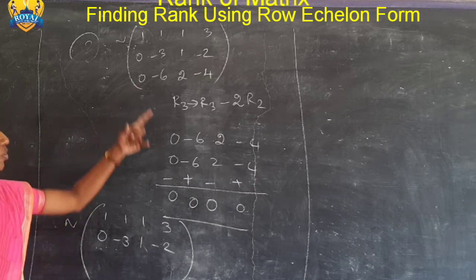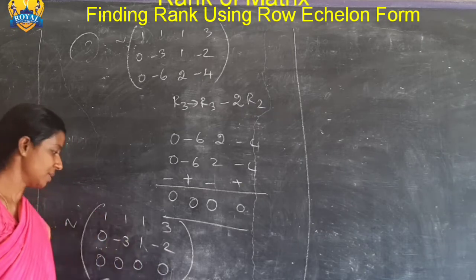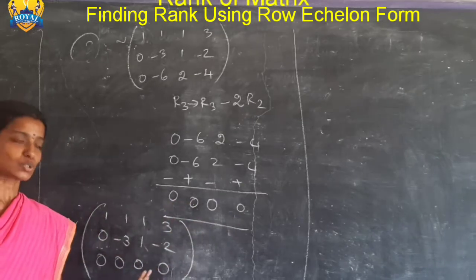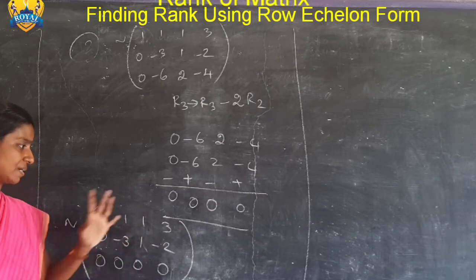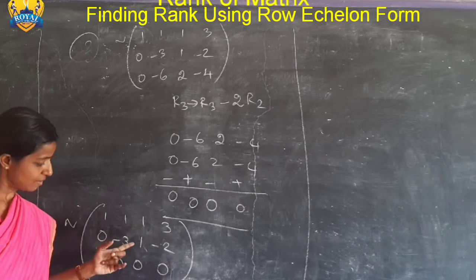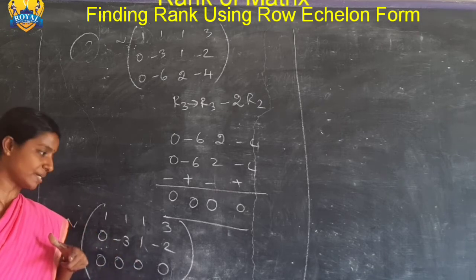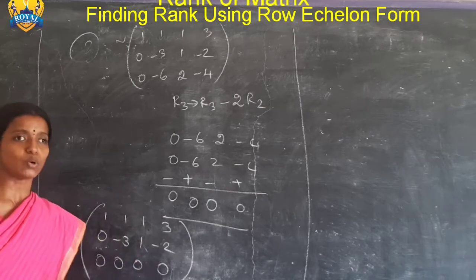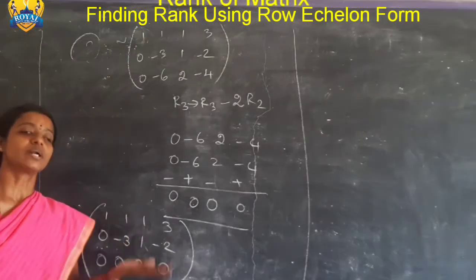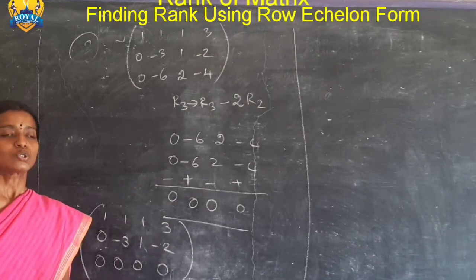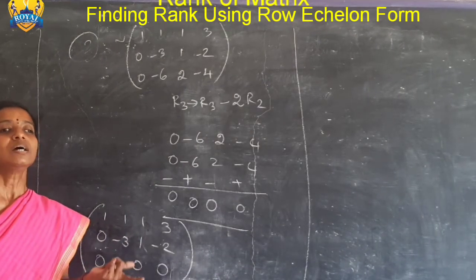My third row I have changed to all zeros. Is there any possibility here? Listen, I can make this 1 minus 1 0, but what happens? This 0 becomes a non-zero element. Either way I go, the zeros I made already become non-zero, and a non-zero element will become zero. So you are supposed to bring only zeros and don't try to make zeros into non-zero elements.